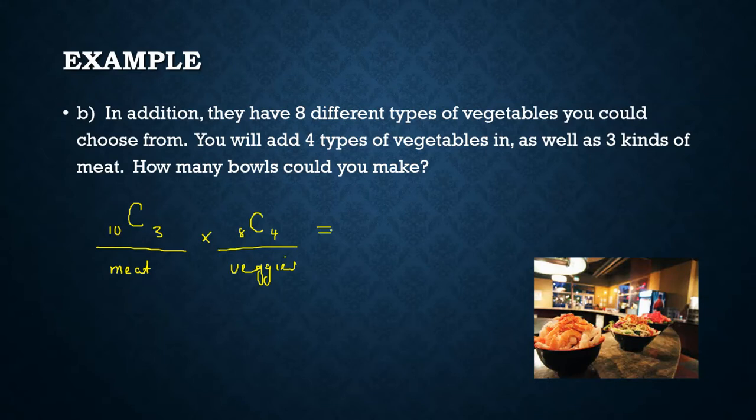The fundamental counting principle says to get the number of possible bowls with 3 meats and 4 veggies, you multiply those 2 results together. So you can give that a try. I'm just doing it here where I am as well. 10 choose 3 times 8 choose 4, and that's about 8,400 different bowls you can make with 3 meats and 4 vegetables. So we can combine tools here. We combine combinations with the fundamental counting principle.